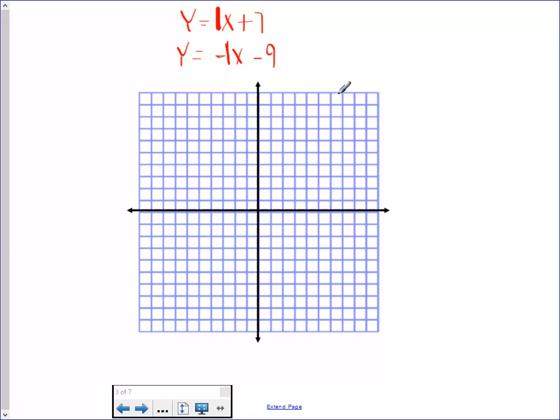Yeah, I've got rulers over there if you need one. You could use another piece of paper. You could use your planner.